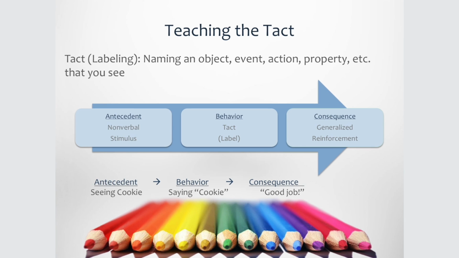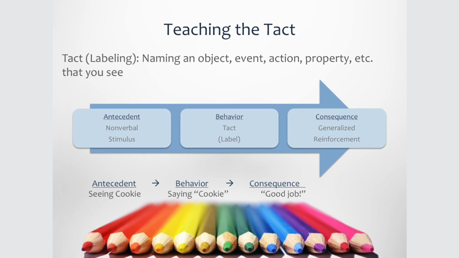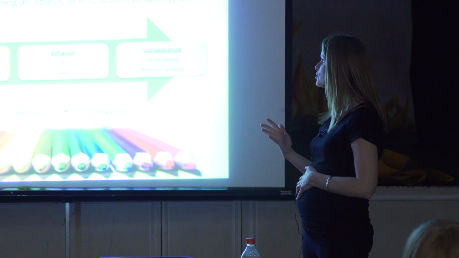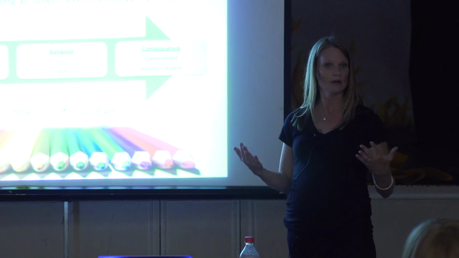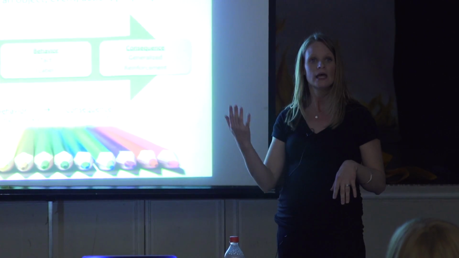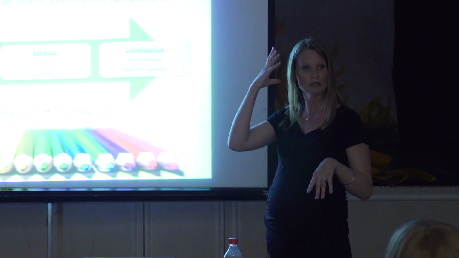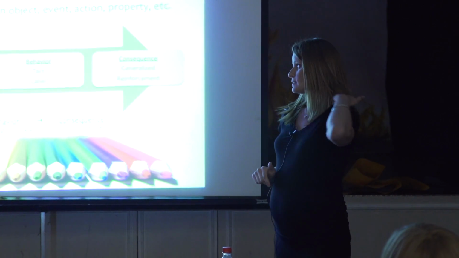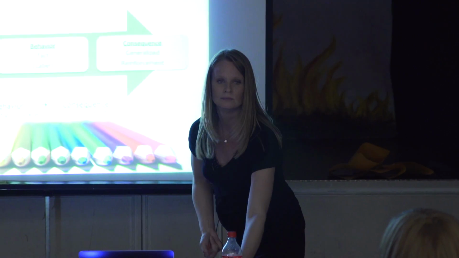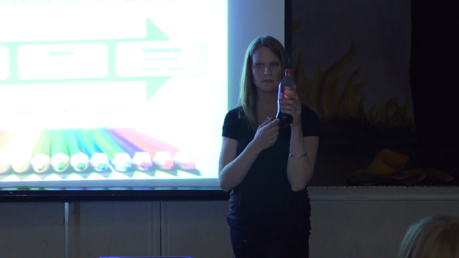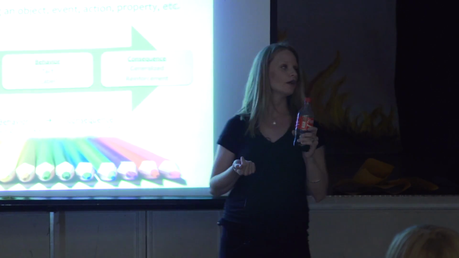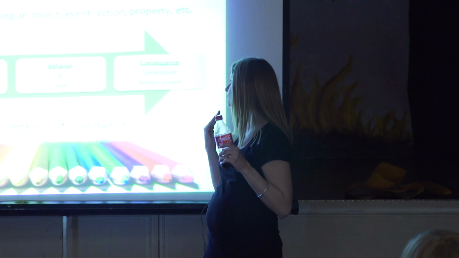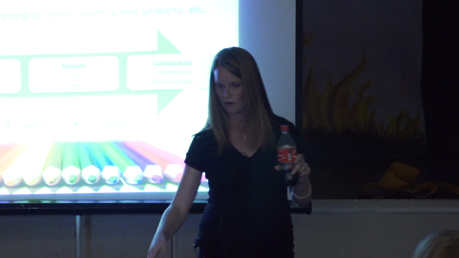So now we have teaching the tact. So tacts are labels. You're going to name an object, event, action, property, or anything that you see in the environment. It doesn't necessarily have to be something that you can see. It can also be an auditory stimulus, so something that you hear. You hear a siren, and you say, oh, that's the ambulance. So the antecedent here is a nonverbal stimulus, soda. The behavior is then the tact, the label. The consequence is now generalized reinforcement, which turns into verbal praise.